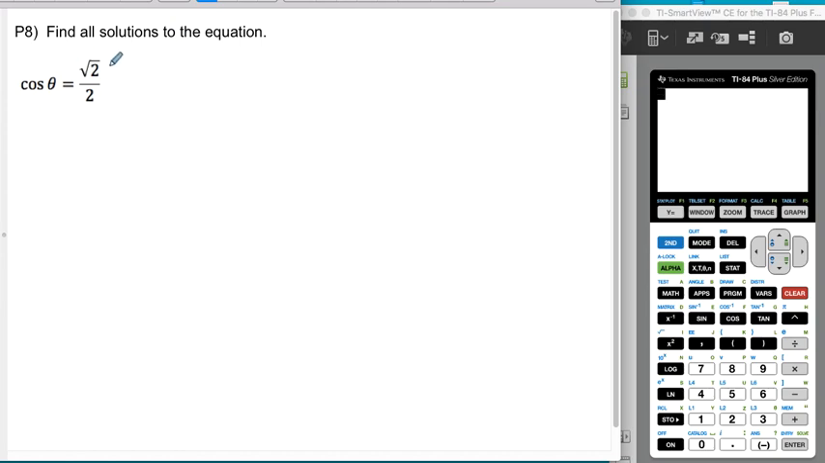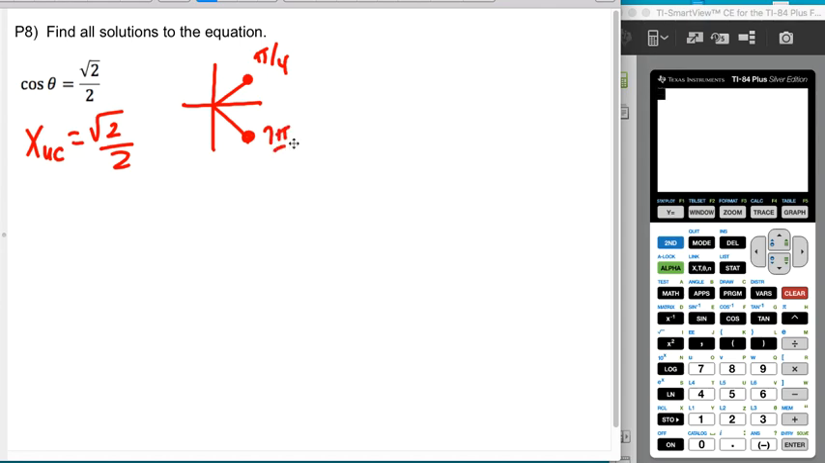Let's go ahead and try another one. So you can try this one without me if you want. Remember, cosine is the x on the unit circle, so we're looking for where the x coordinate is root 2 over 2. Again, you get better at this as you do it, but these are going to be the pi over 4s that are to the right of the y-axis, right? So this is going to be pi over 4, and this is going to be 7 pi over 4, right?